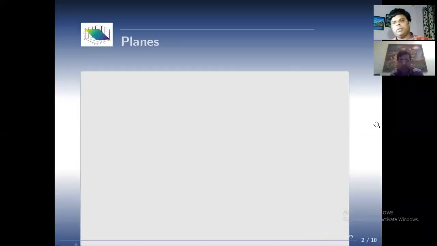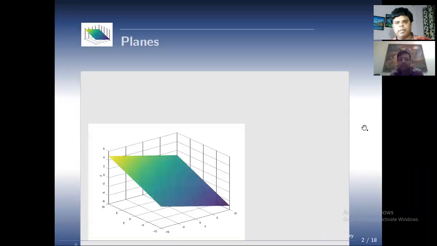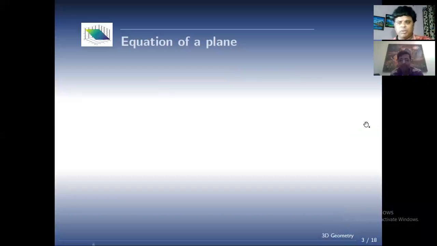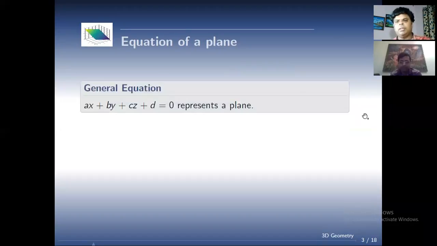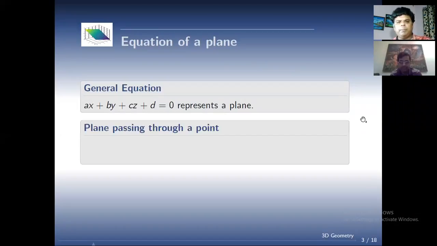Today's lecture will be about planes. We'll begin with a brief review of equation of planes. So we'll start with the most general form of the equation of a plane, which is ax plus by plus cz plus d equal to 0. This is the most general form of a plane.